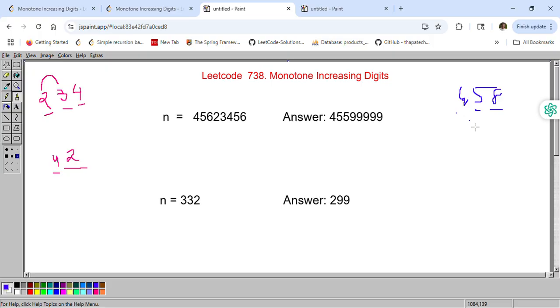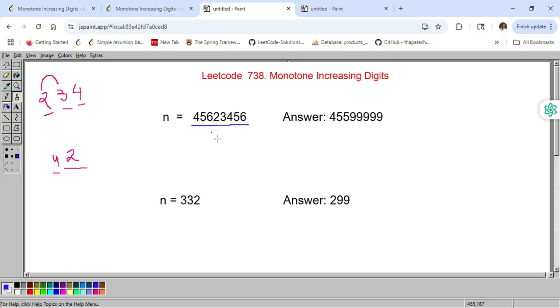So now you understand what monotone increasing is and what is not. For example, if I write 987, this is not monotone increasing, because 7 is not greater than or equal to 8, and 8 is not greater than or equal to 9. Okay, so we have discussed what monotone increasing is. So how can we find the largest number that is smaller than or equal to this number, but monotone increasing?